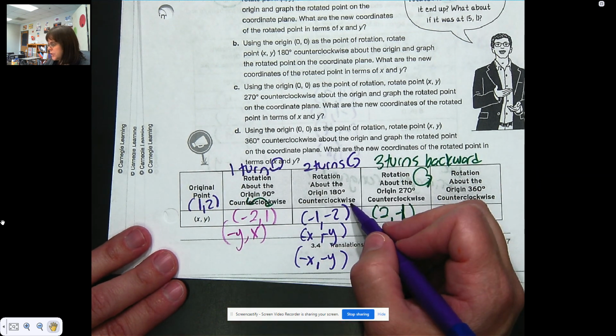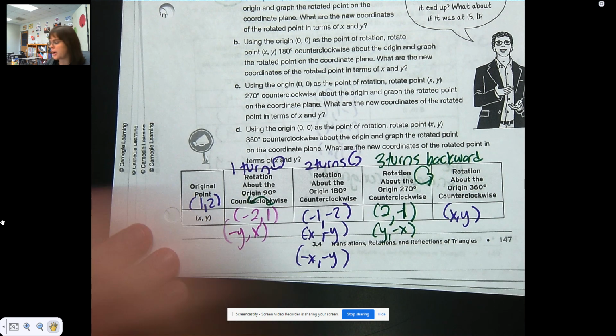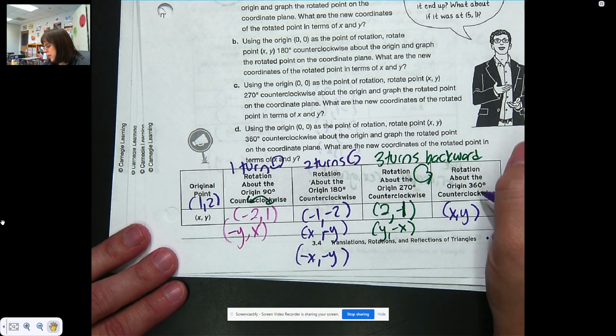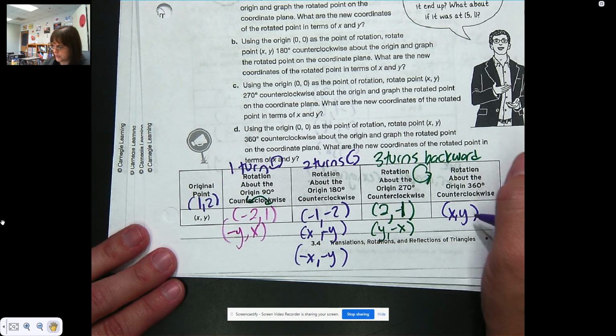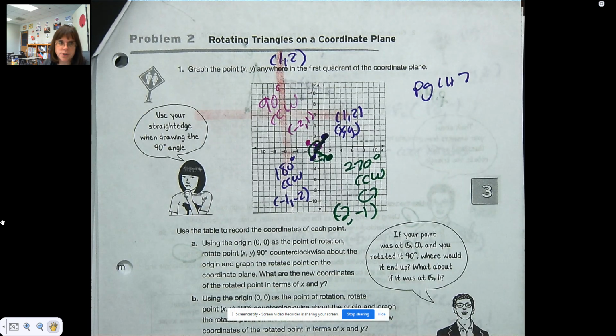If you're going 2 turns backwards, it's negative X, negative Y. If you go 3 times backwards, it's Y, negative X. And if you rotate all the way back, it's X, Y. And make sure you've got your graph labeled in color so you can see what's going on.